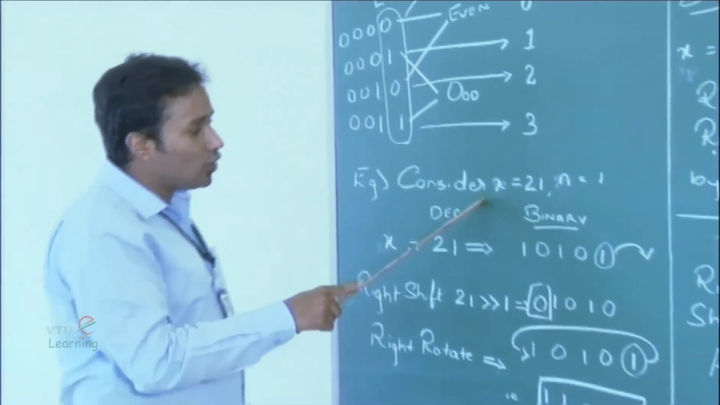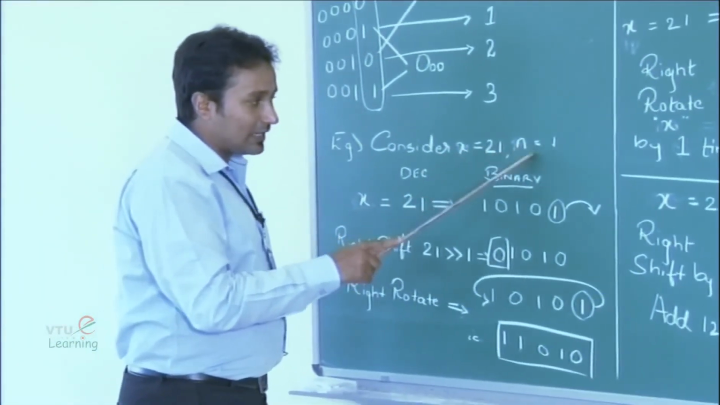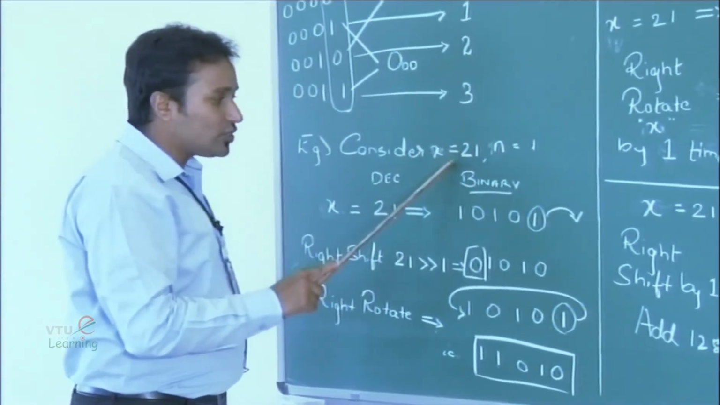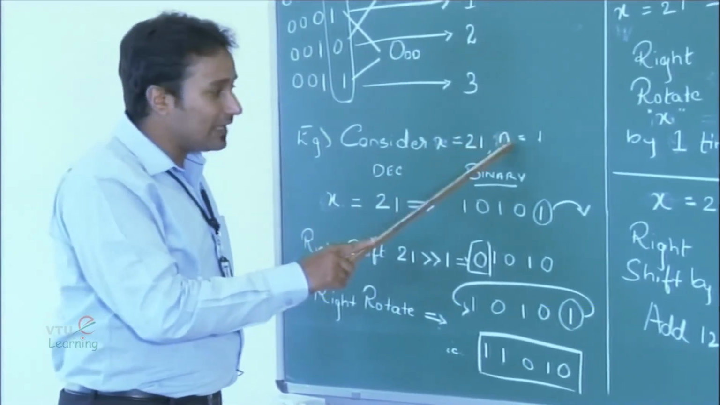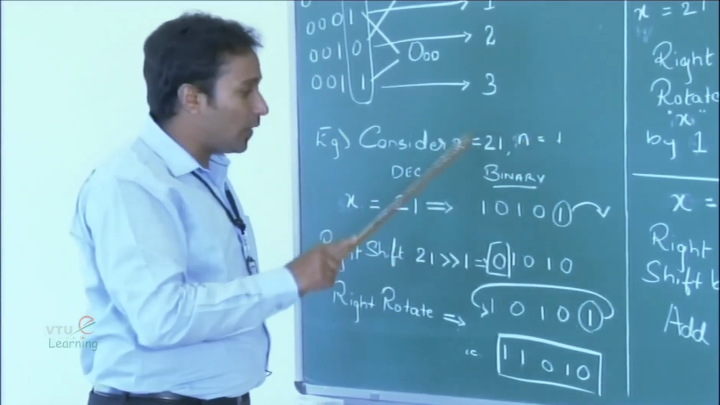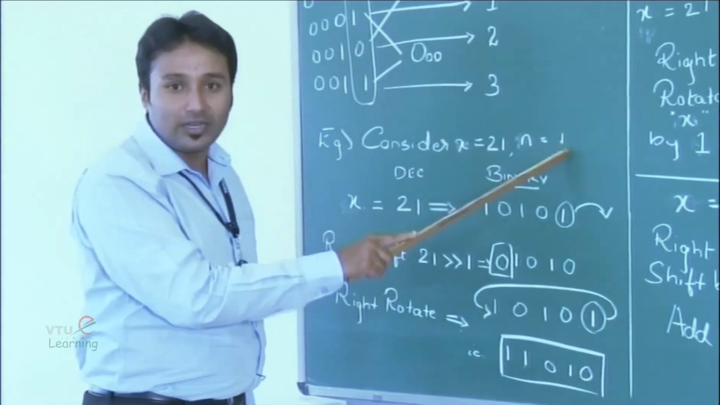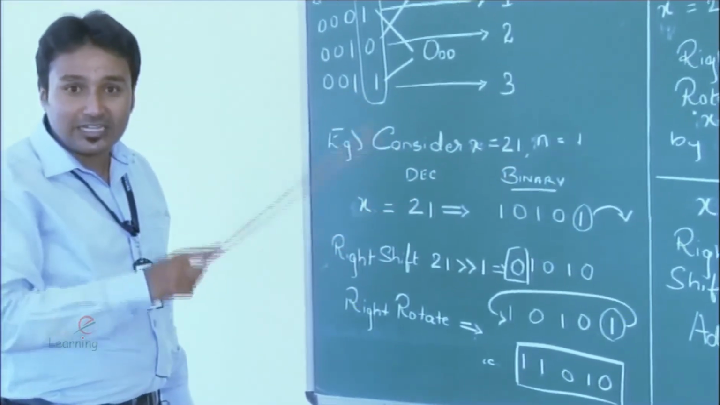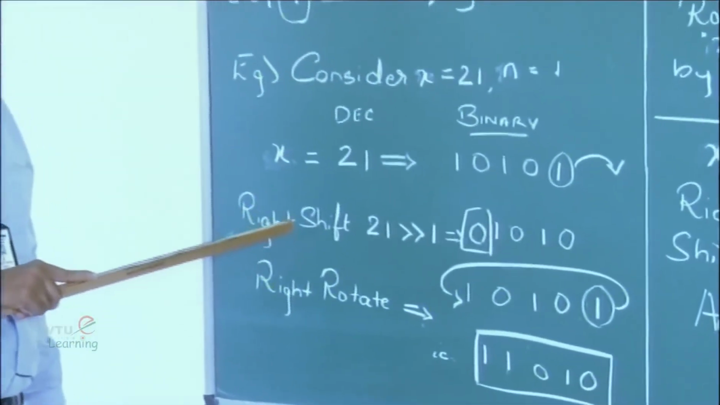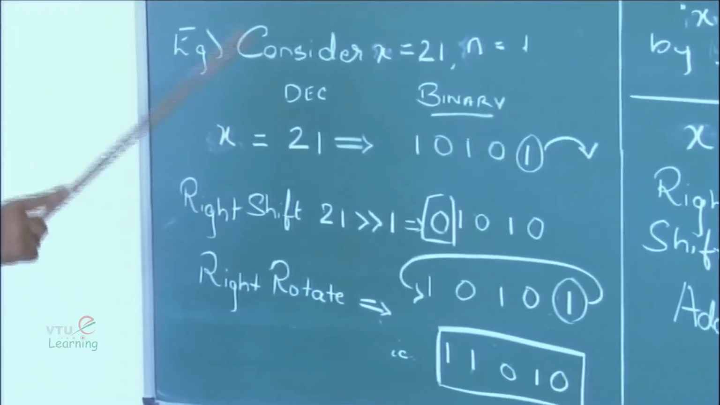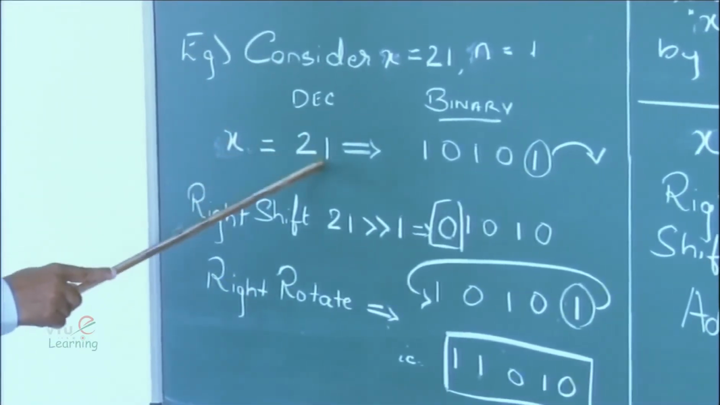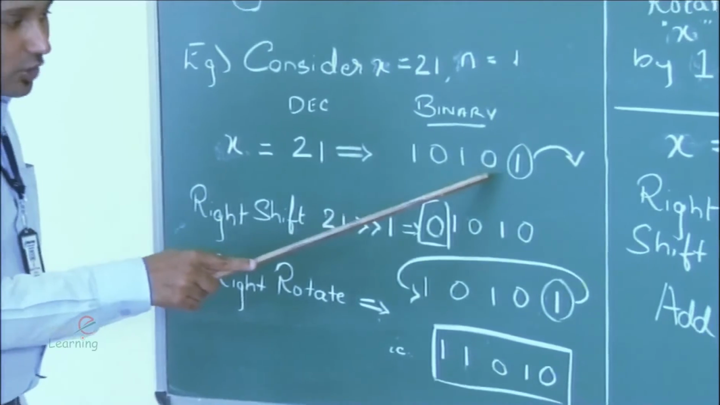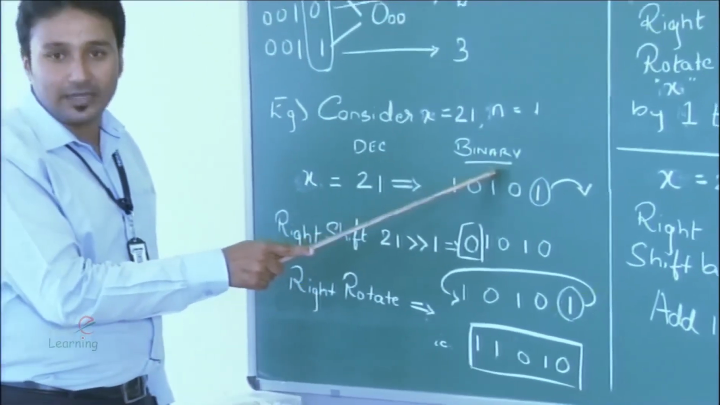Here consider the value of x as 21 and n as 1. That is, x is my given number which I want to rotate n times. That is, 21 has to be rotated by 1 time. Before actually moving into rotation, first let us understand the shift operation. To understand the shift operation, let us consider the same x value 21 in decimal, which stands for 10101 when represented in binary.